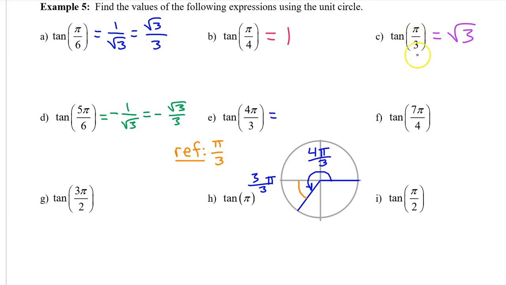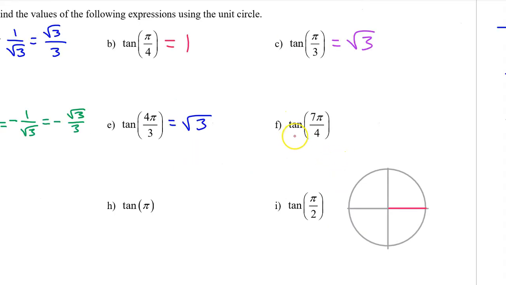The tangent of pi over 3 is radical 3. So the answer will either be radical 3 or negative radical 3. In quadrant 3, the slope is positive. Therefore, the tangent is positive.